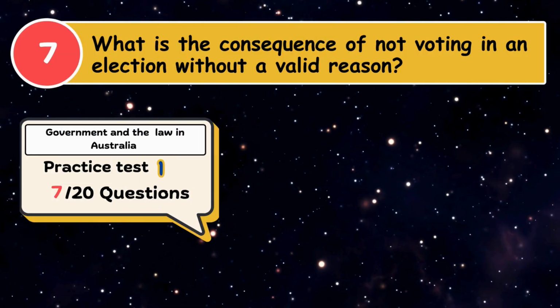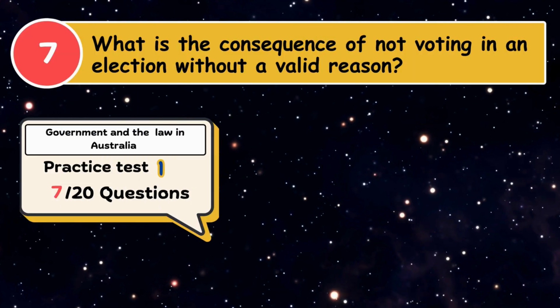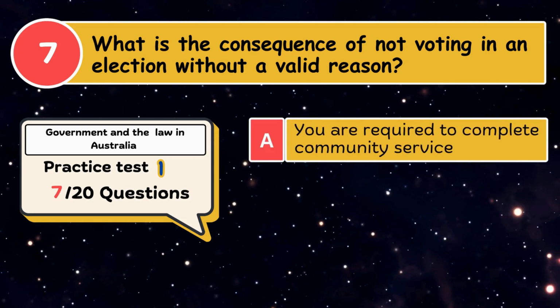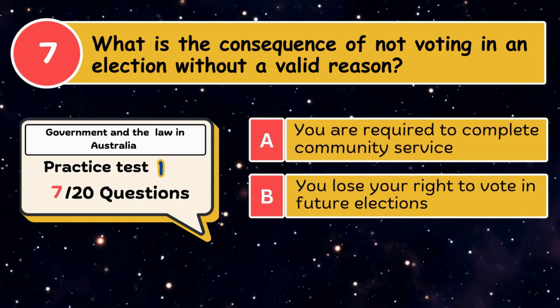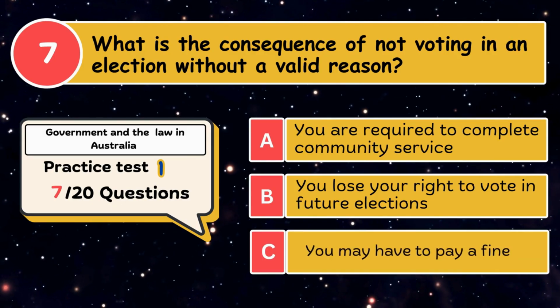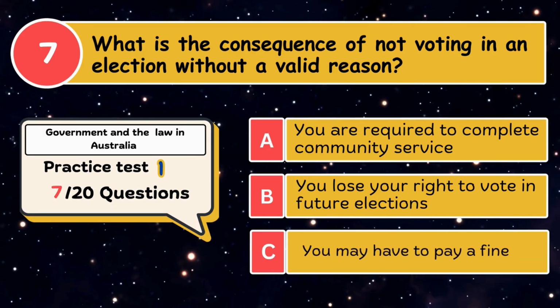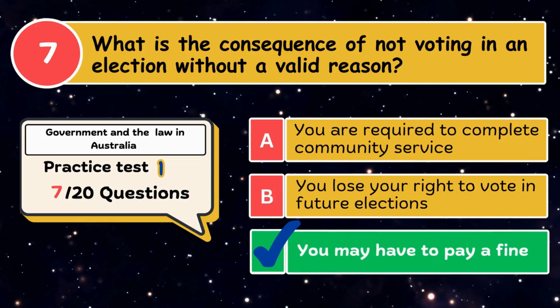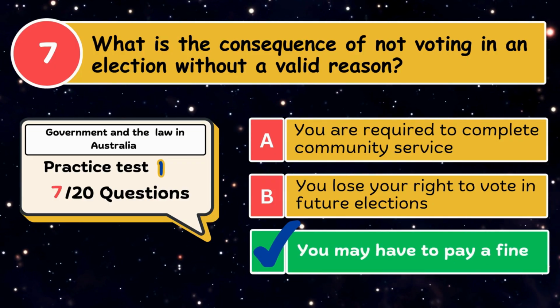What is the consequence of not voting in an election without a valid reason? A. You are required to complete community service. B. You lose your right to vote in future elections. C. You may have to pay a fine. The correct answer is you may have to pay a fine.